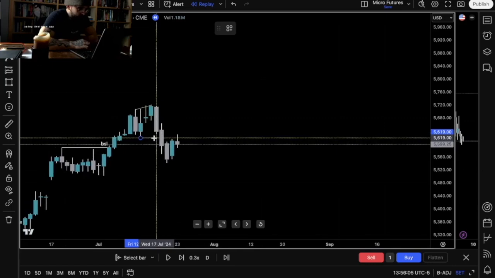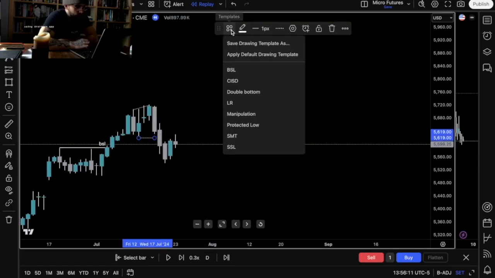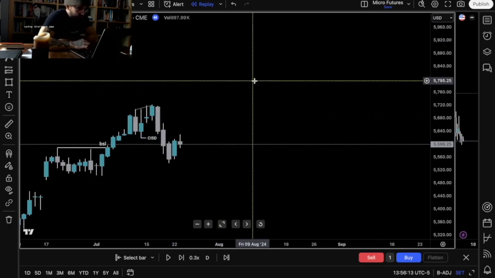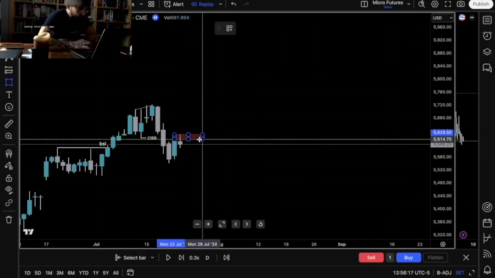This, we have displacement below the most recent low for change of state. We have a fair value gap right here.